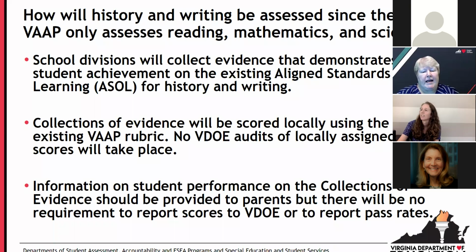So what we're looking at is that school divisions are going to collect evidence. So in your classroom, you will be doing similar activities as to what you did previously with history and writing, in that you'll be collecting evidence at those particular grade levels to demonstrate student achievement, and you'll be using the aligned standards of learning. So the same standards that you've been used to using. So those will be in place for both elementary, middle school, and high school history, and middle school and high school writing.